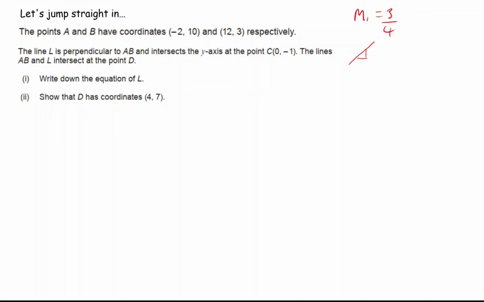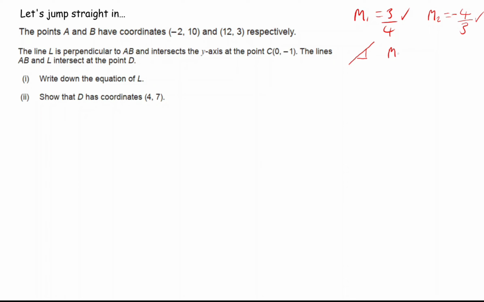If you want to find the perpendicular gradient, the method that we would use is we would find the reciprocal. We call the perpendicular gradient M2. We find the reciprocal of the fraction, so it will become 4/3. And we change it from positive to negative. So if a gradient of one line is 3/4, then its perpendicular gradient will be minus 4/3.